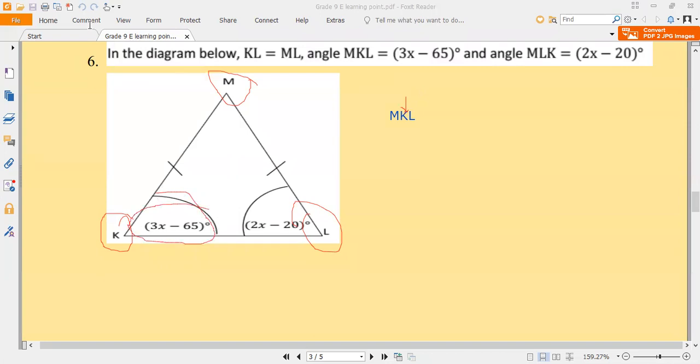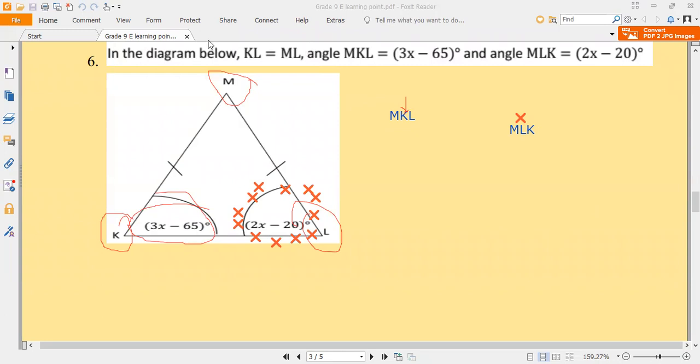And when they say MLK, you consider the middle number. This time around, the middle number is L, sorry, and that is where this angle is. Now, that is the first information that I wanted to bring out.